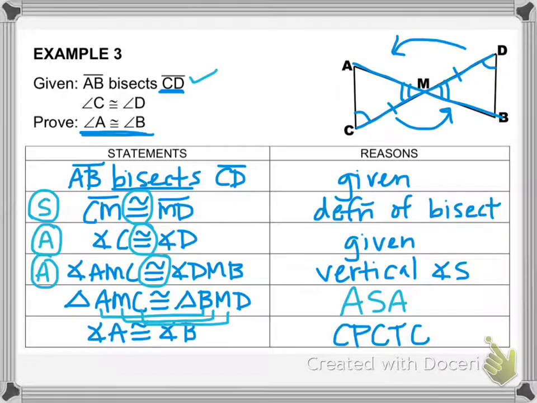Okay, so because I can now say that these triangles are congruent by ASA, I can then go a step further, and by CPCTC, corresponding parts of congruent triangles are congruent, we can say that angle A is also congruent to angle B. All right, we got two more.